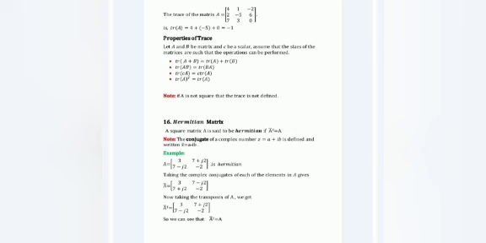Hermitian matrix. A square matrix is said to be a Hermitian matrix if A conjugate transpose is equal to A. Note the conjugate of a complex number Z equal to a plus ib is defined and written as Z bar equal to a minus ib.